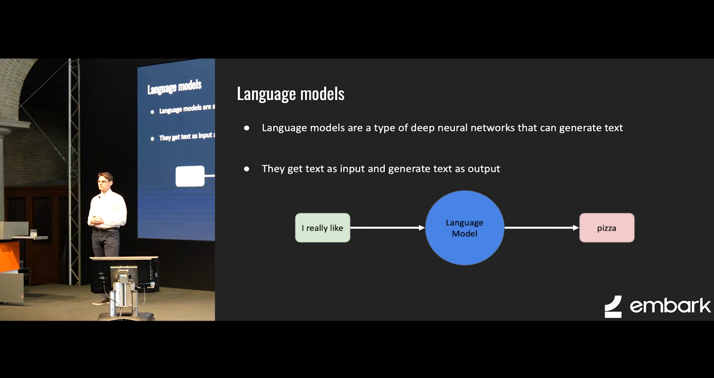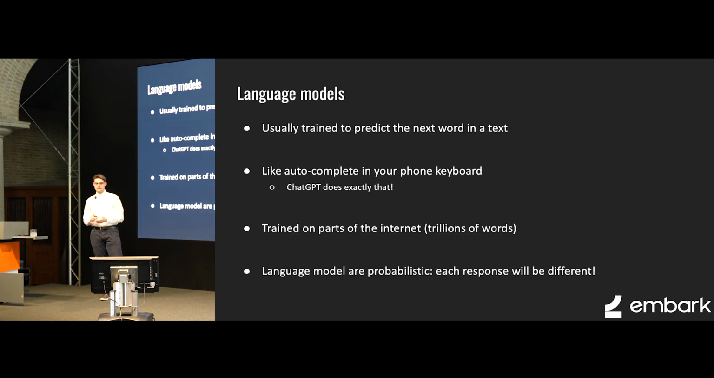We're doing this using language models. Language models are a type of deep neural network that can generate text. They work by getting text as input and then outputting some text. In this case, the input text is "I really like." We give it to the language model, and it will output something like "pizza." These models are usually trained to predict the next word in a text, and you can think about them as the autocomplete on your phone keyboard.